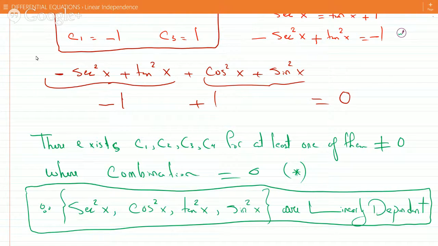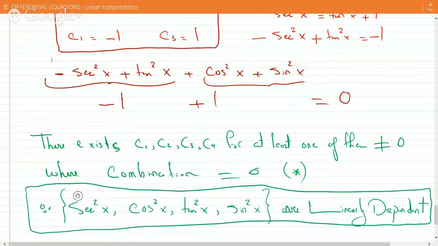Because in this case, you will get 0, and if the Wronskian is 0, that doesn't automatically mean it's linearly dependent. You have to be careful how to use the theorem.